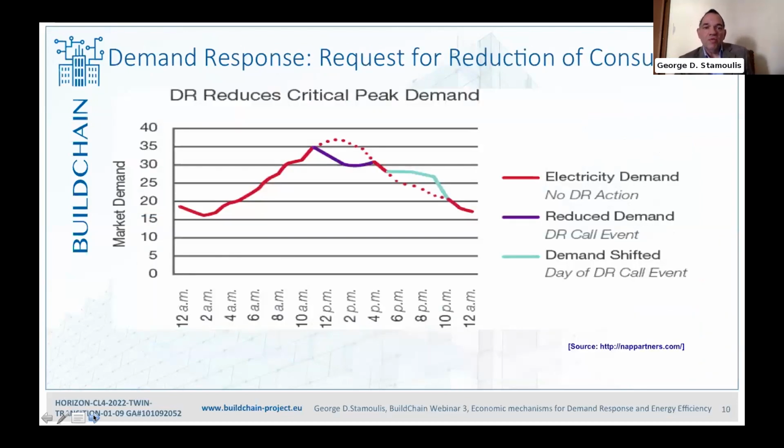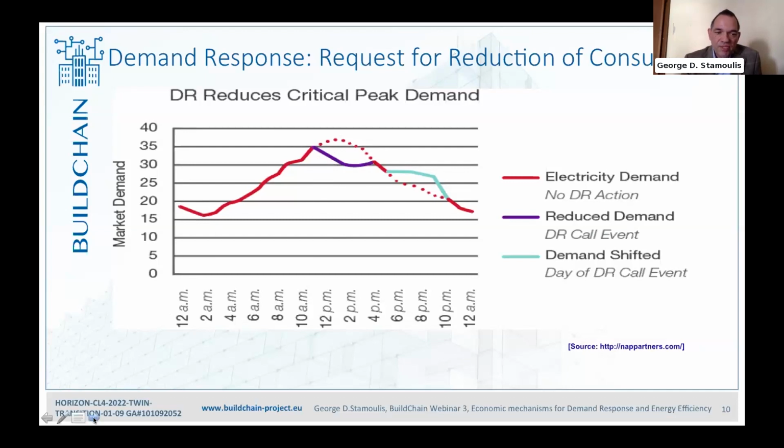Now, we'll go back to smart energy grids and look at the concept of demand response, which is the request by the provider for reduction of consumption. In this figure here, we see a case where a peak is expected during some time zone, and of course, the provider asks for the consumers to reduce their consumption at this time zone in order to avoid this peak.